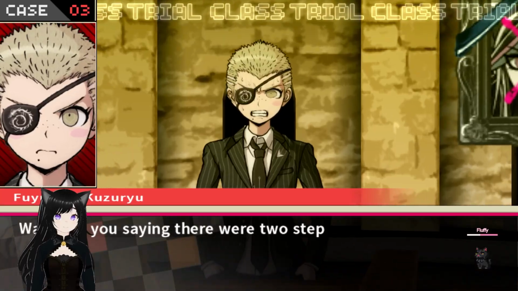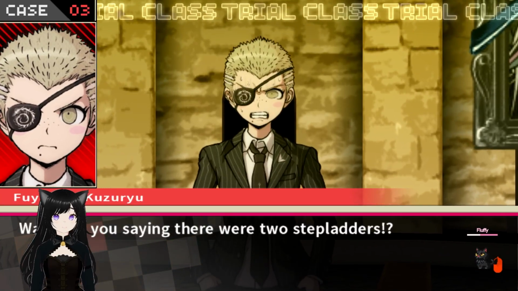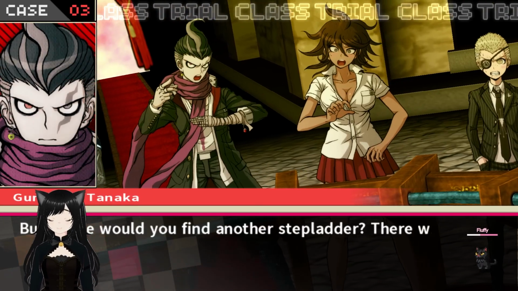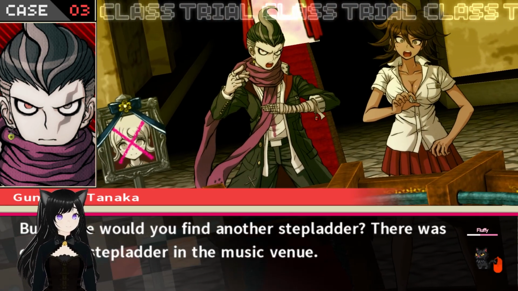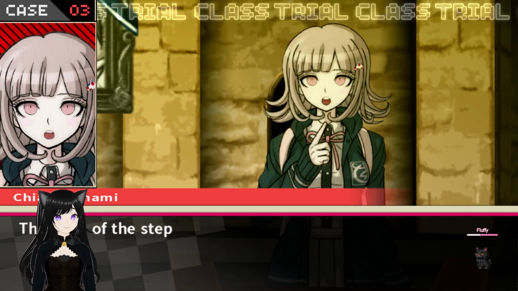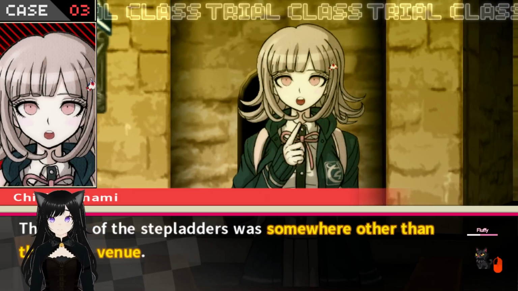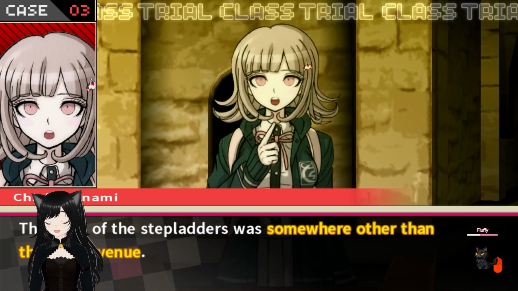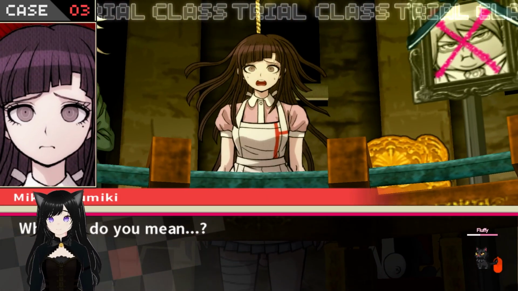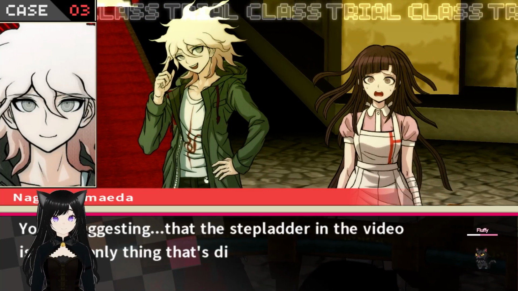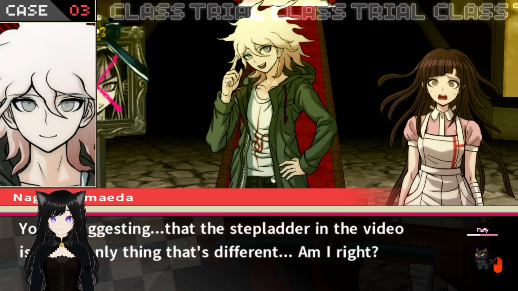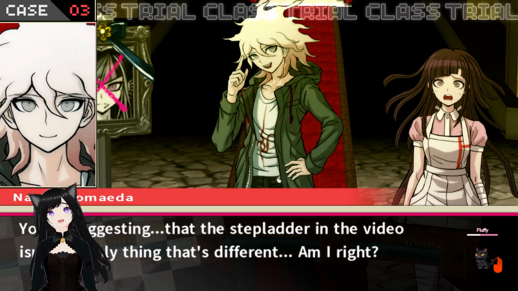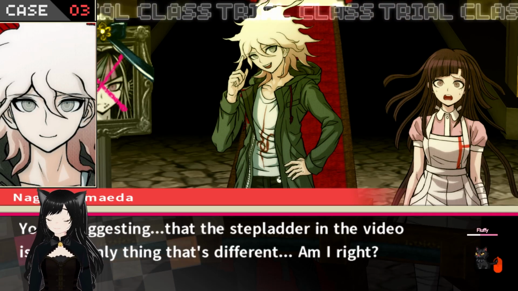Could be. Wait, are you saying there were two stepladders? Maybe? But where would you find another stepladder? There was only one stepladder in the music venue. Then one of the stepladders was somewhere other than the music venue. Okay, but where? What do you mean? You're suggesting that the stepladder in the video isn't the only thing that's different. Am I right? Well, there was the curtain from the hospital.